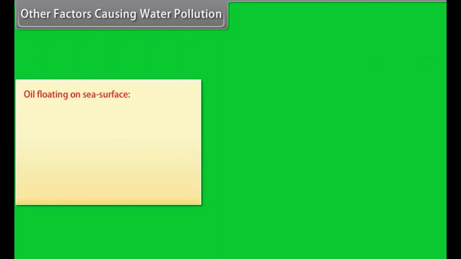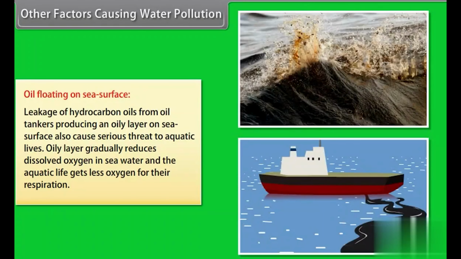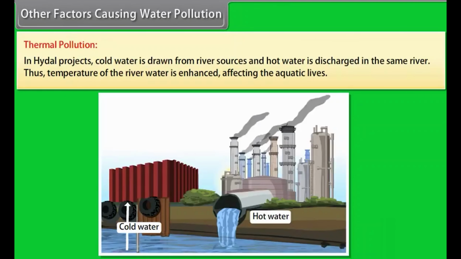Oil floating on sea surface. Leakage of hydrocarbon oils from oil tankers producing an oily layer on the sea surface also causes serious threat to aquatic lives. The oily layer gradually reduces dissolved oxygen in sea water and the aquatic life gets less oxygen for their respiration. Thermal pollution. In hydel projects, cold water is drawn from river sources and hot water is discharged in the same river. Thus, the temperature of the river water is enhanced, affecting the aquatic lives.